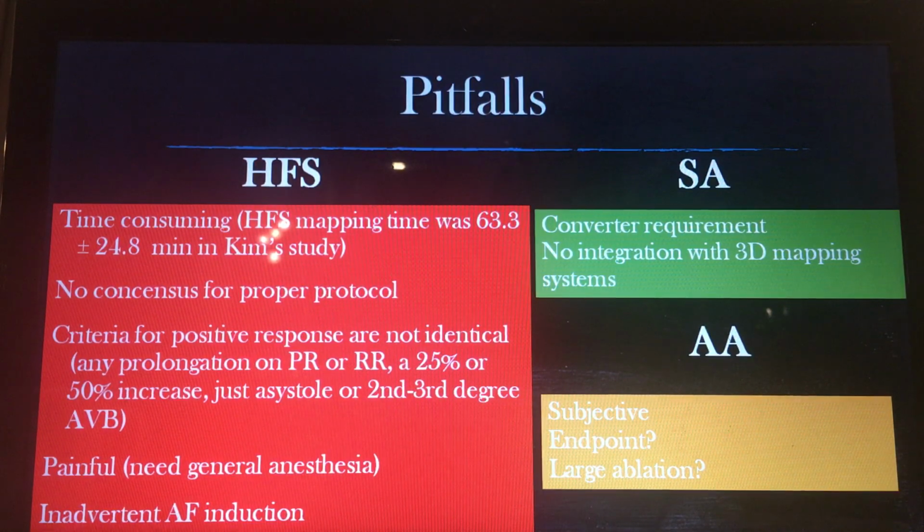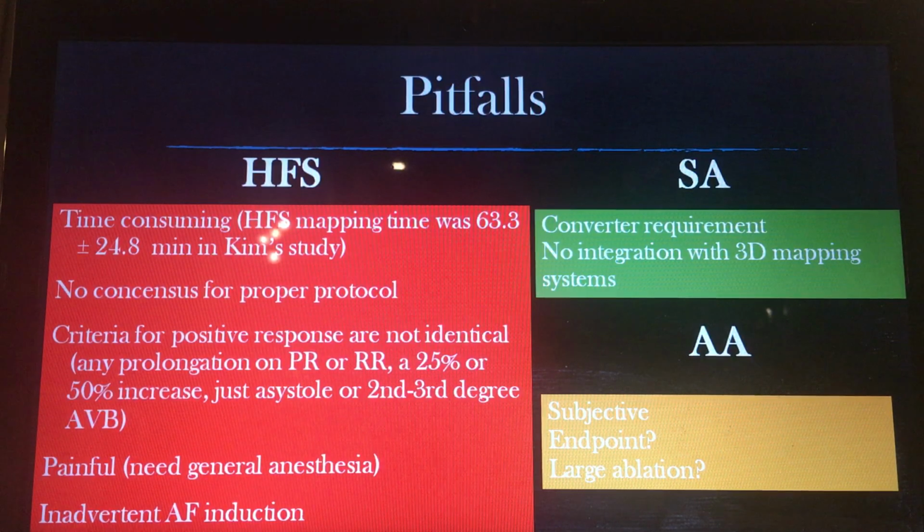Another important issue is that some groups, like our group, still perform cardioneuroablation without using general anesthesia. But if you think to use HFS application, you will need general anesthesia because it's a very painful procedure. Lastly, it may cause inadvertent atrial fibrillation stimulation during application.